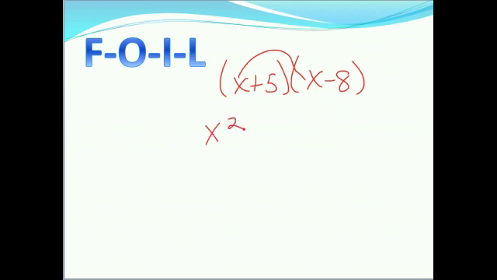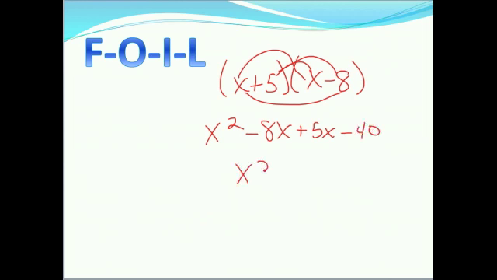Okay. For this next one, let's go with x plus 5 times x minus 8. Now this time I'm going to throw in some minuses. That will change a little bit how this works. Still going to do FOIL. First will give us x squared. Our outer will give us negative 8x. Our inner will give us 5x. Now notice that's positive 5x. And our last will give us negative 40.